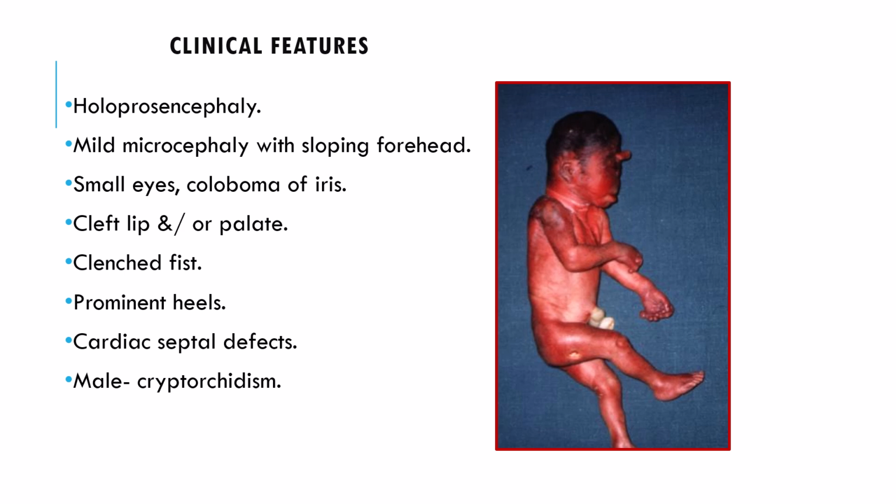Now we will continue with the clinical features of Patau syndrome. The most common clinical features are holoprosencephaly, mild microcephaly, small eyes, cleft lip and or palate, clenched fist, prominent heels, and usually associated septal defects in the heart, and in the male the testis presents as cryptorchidism. So these are the commonest features in Patau syndrome.